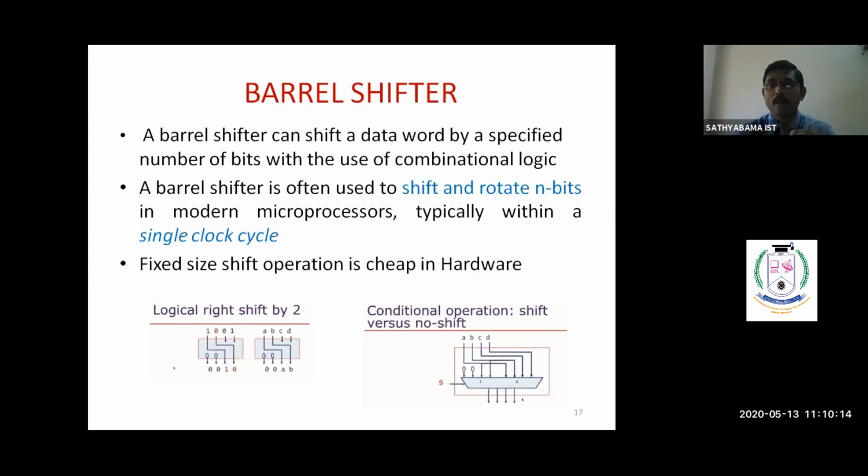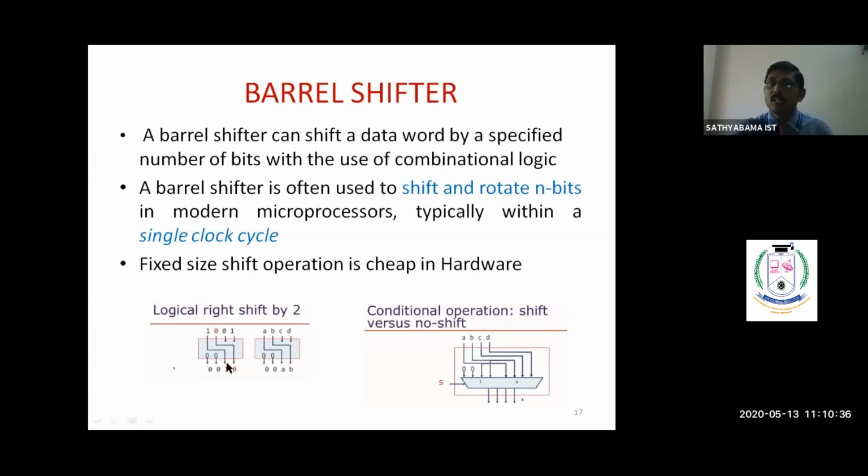In the case of the barrel shifter, I can shift more than 1 bit at a time. Here we can use combinational circuits to design the barrel shifter. Here you have to see the logical right shift by 2. That means if I want to make a 2-bit right shift, I can easily do it with hardware connections, where these 2 bits are connected to these 2 bits.